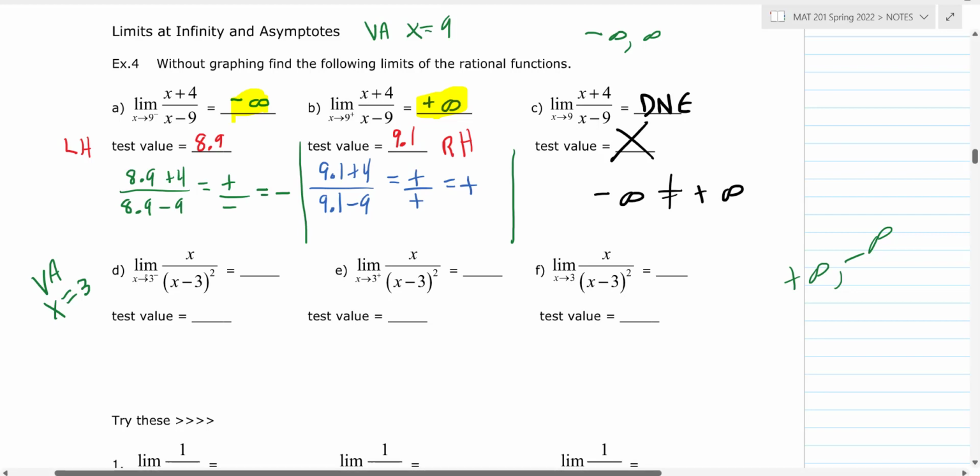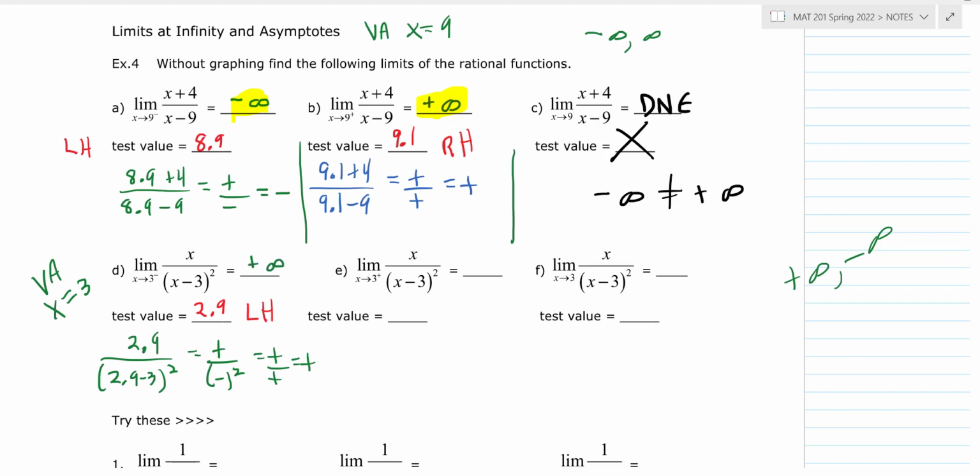Okay, so test value. This is a left-hand limit. Use a number less than 3, like say 2.9. Okay, plug it in. If you plug this in, you're going to get 2.9 over 2.9 minus 3 to the second. So the numerator's positive. The denominator is a negative number squared, so that's positive over positive. Okay, so you get a positive result, so that means the answer of this problem is positive infinity. Okay? All right, so same idea, same thing works.